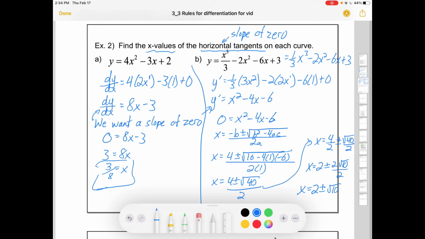Or you could get the decimal approximations. If you go and graph the original function, I guarantee you at those places, which are about 5 point something and negative 1 point something, you're going to find horizontal tangents, or you're going to find turning points on the curves.